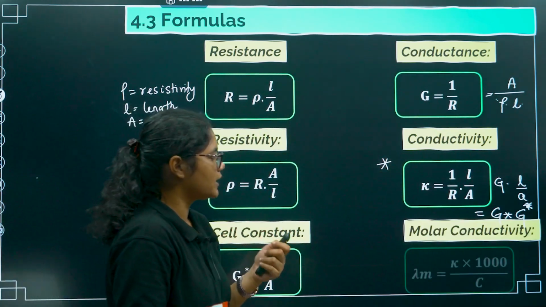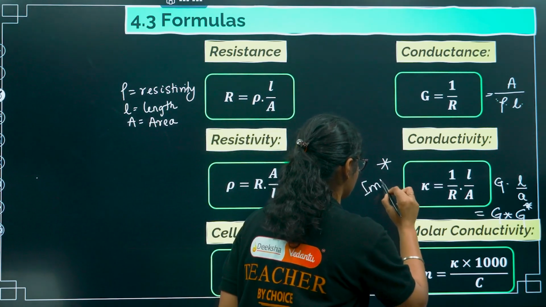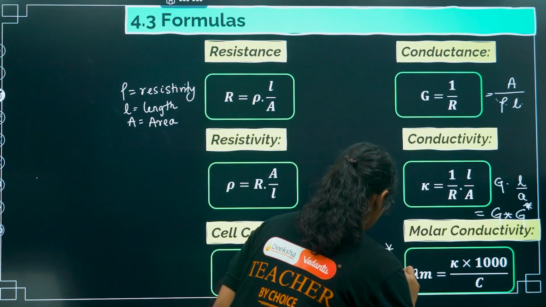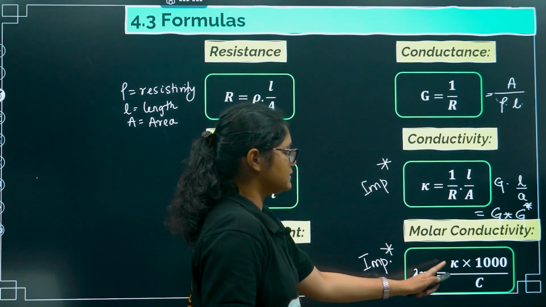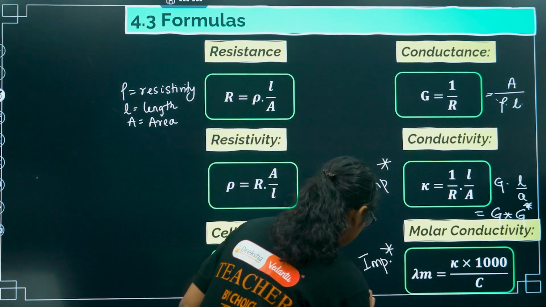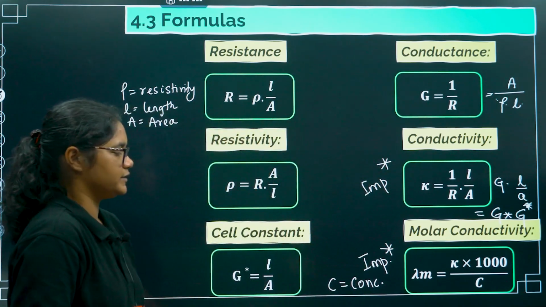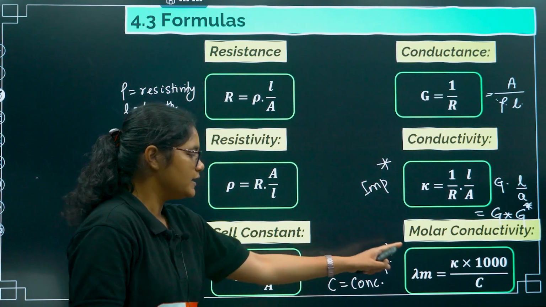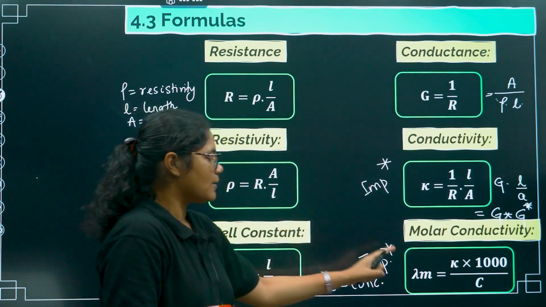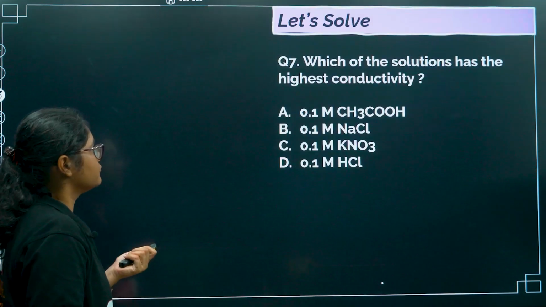Next, coming to molar conductivity, this is also a very important formula. So these two formulas you must remember. It will be asked again and again, students. Molar conductivity is kappa into 1000 by C. Where what is C here? C is concentration. Lambda m is molar conductivity, kappa is conductivity, kappa into 1000 by C. Clear? Okay, now let us move to the next one.